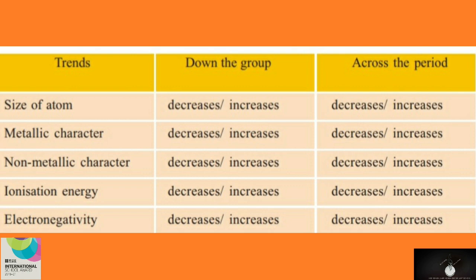Metallic character is synonymous to size of the atom, so metallic character also increases down the group, and across the period it decreases. Non-metallic character decreases down the group and increases across the period. Ionization energy decreases down the group and across the period it increases. Put a tick mark over that, increase or decrease. Electronegativity decreases down the group and increases across the period.